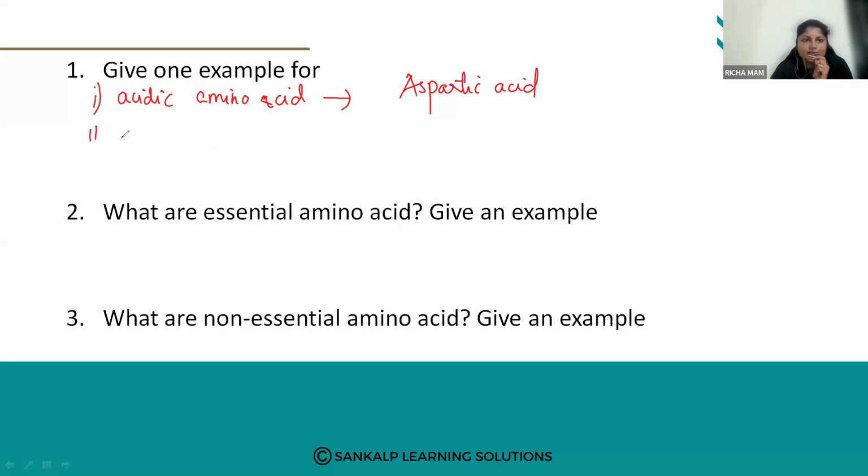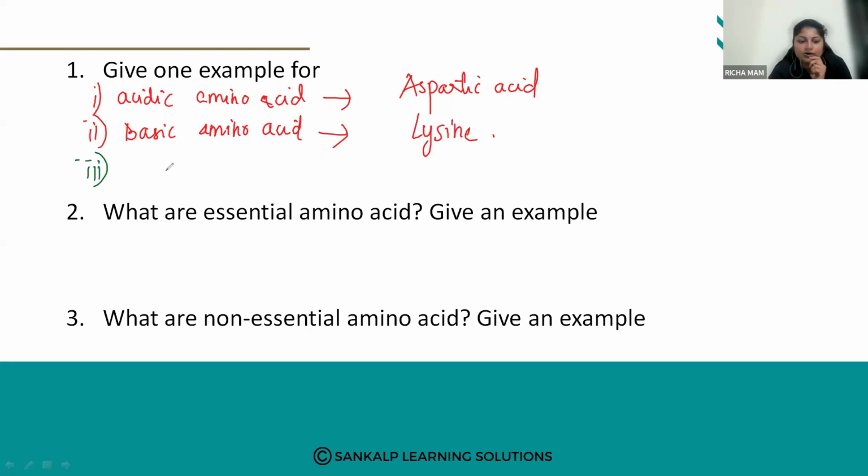Then if they ask you the example for basic amino acid, which is the example for basic amino acid? Lysine. So please remember one example for each. It is very important. Acidic amino acid, aspartic acid; basic amino acid, lysine.